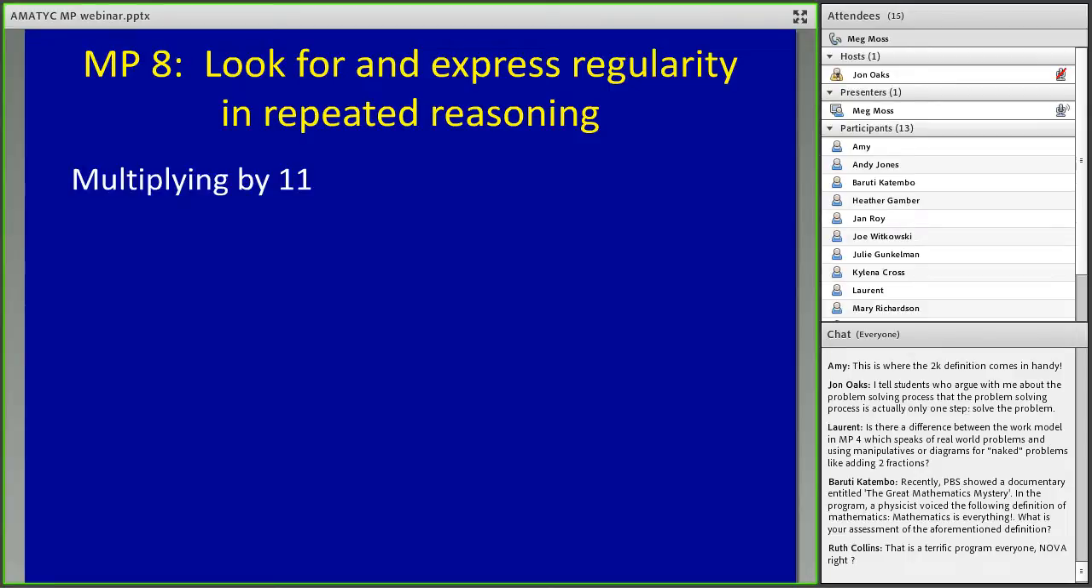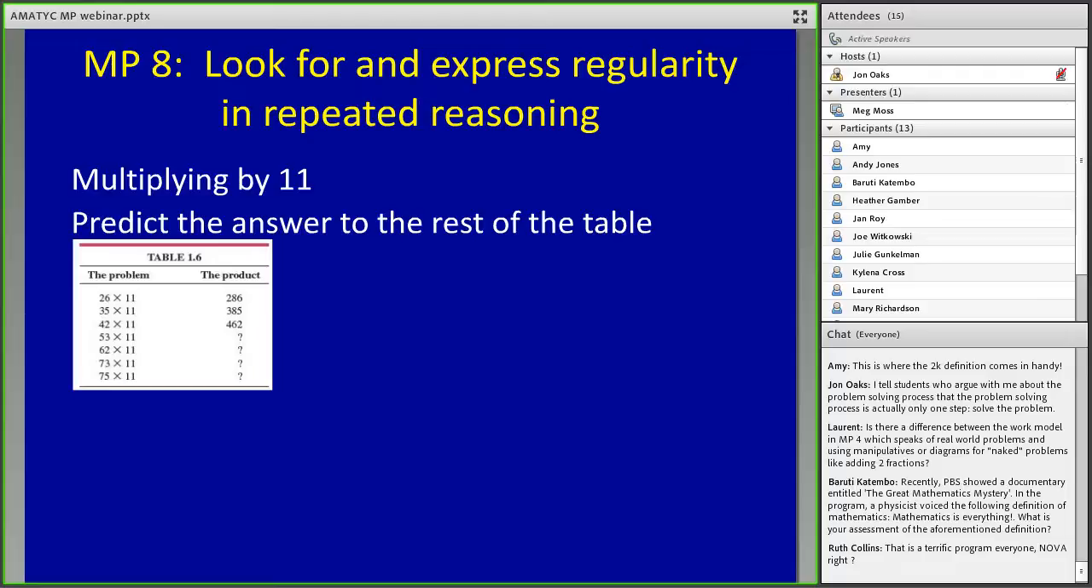So multiplying by 11, for example, it's kind of small, but it's what we've done with our students. Right? You look for the pattern and try to figure out how you generalize that. Right? So 26 times 11 is 286, 35 times 11 is 385, and so you just use the pattern to fill in the rest of the table. Leave that one for you guys to work on too, if you haven't already seen that one. But there you're looking at the pattern and then generalizing it, and being able to use it to do other things.